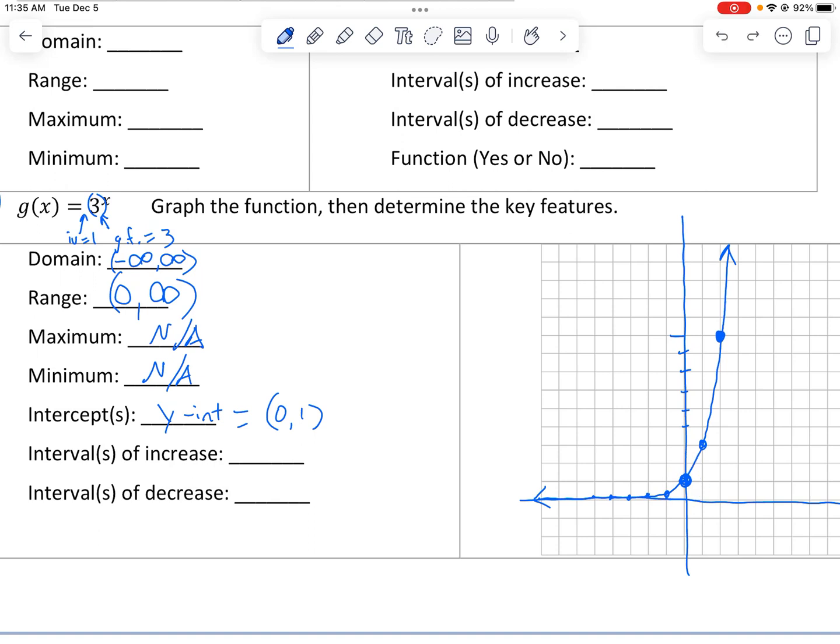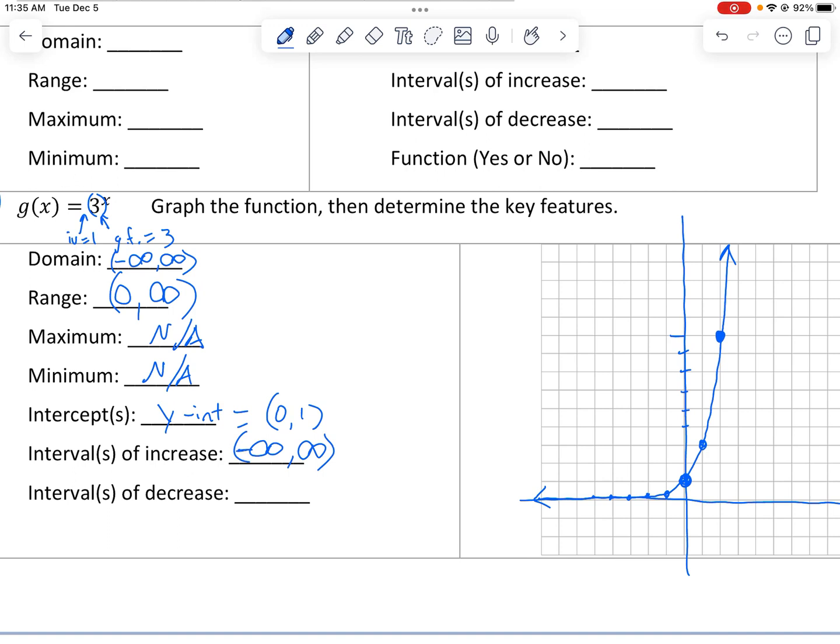The intervals of increase. So on this one, as you travel from left to right, it is increasing. And you can see that over here. Over in this section we just talked about, it gets closer and closer as you travel left to the x-axis. So as you're going to the right, it's getting farther and farther away from the x-axis. And even over here where it looks pretty flat, it is increasing. It's just increasing really slowly. So our interval of increase is negative infinity to positive infinity.